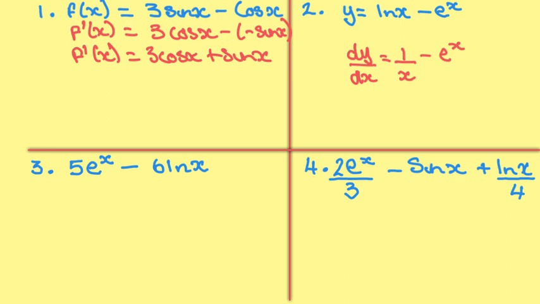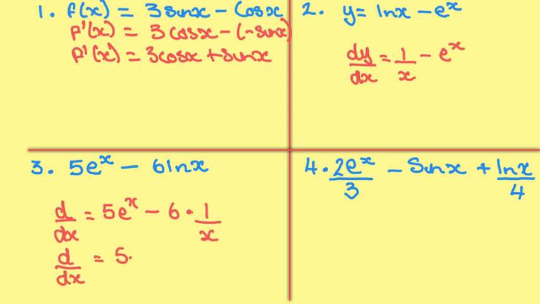Question 3. 5e to the x minus 6 log x. So d over dx, the differential with respect to x, is equal to, again the 5 does nothing, so 5e to the x minus 6 times 1 over x. So the differential d over dx is equal to 5e to the x minus 6 over x.